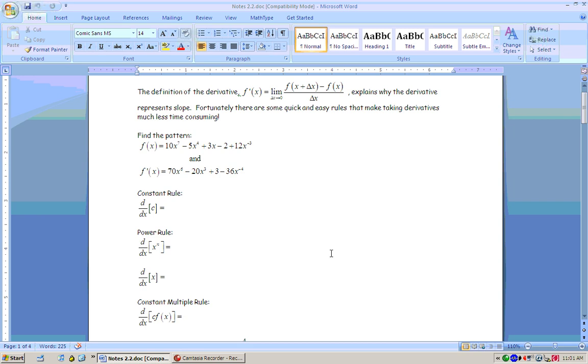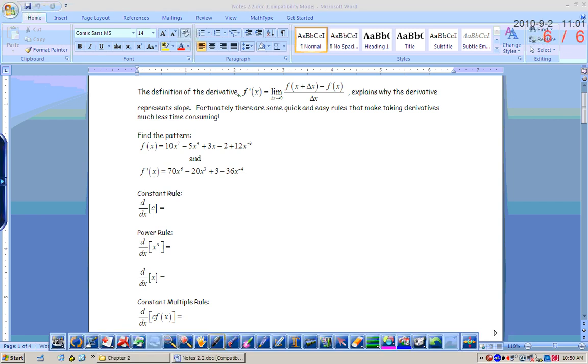All right, so we've been using the definition of the derivative, and it basically explains why the derivative represents slope. But fortunately, there are some quick and easy rules that make taking derivatives much less time-consuming. So I've given you a function f of x, and I've given you what its derivative is. So I want you to look at it if you don't remember from last year, and in just a minute, someone explain to me what the pattern is.